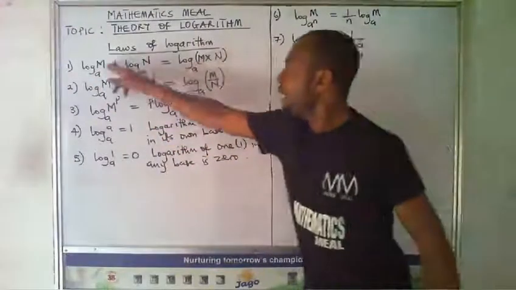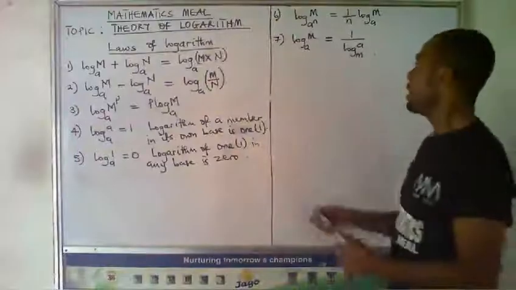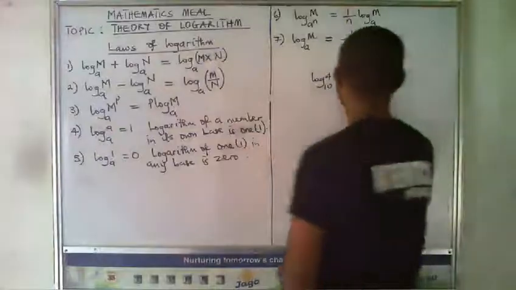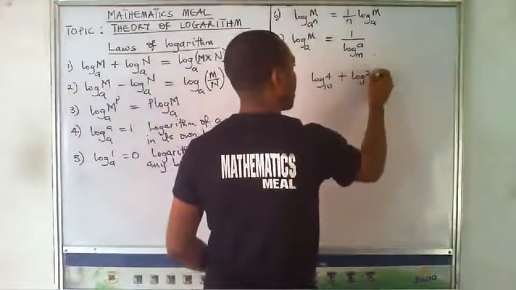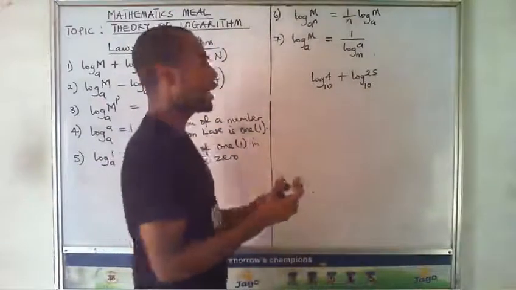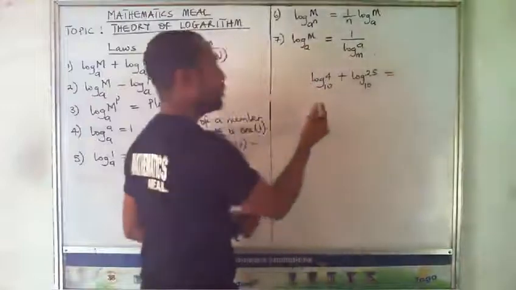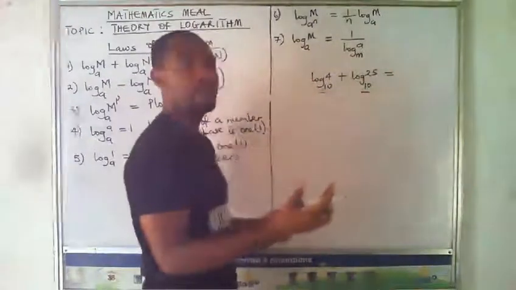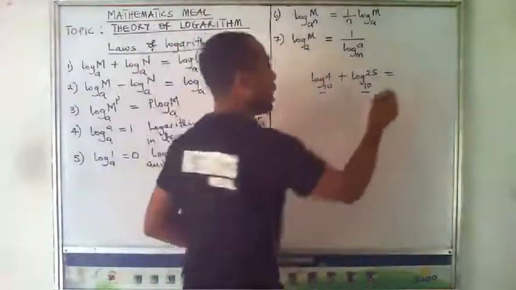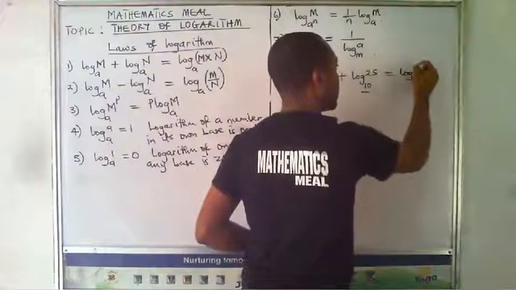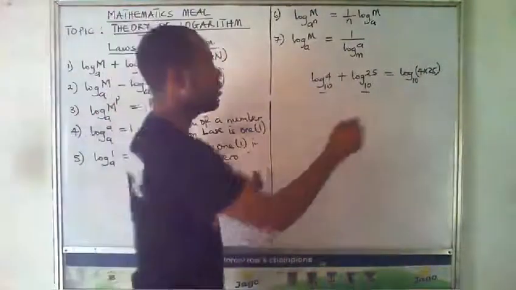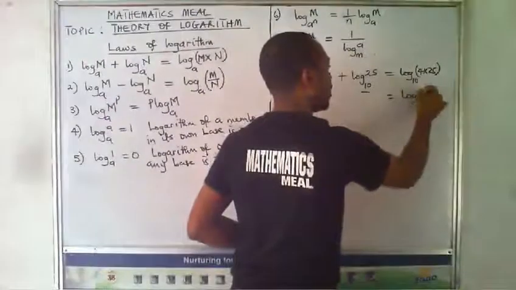So we multiply the numbers under their common logarithm. If I have log 4 in base 10 plus log 25 in base 10, and I want to reduce it, I can only use the first law. Why am I using the first law? This logarithm and this logarithm are of the same base, that's one. And then the operation between them is what? Addition. So I can write base 10, then 4 times 25. And that will give me log 100 base 10.